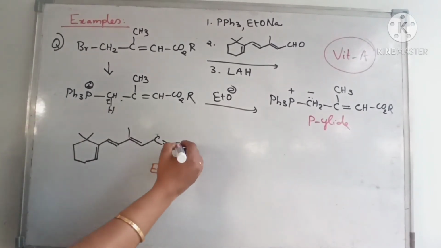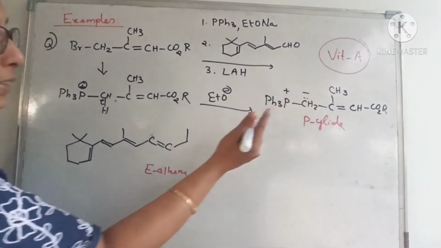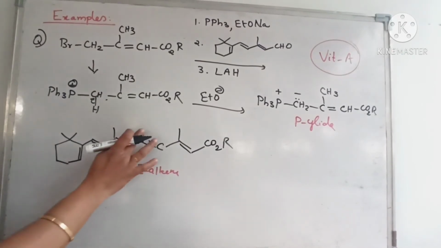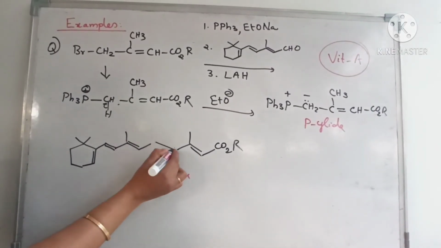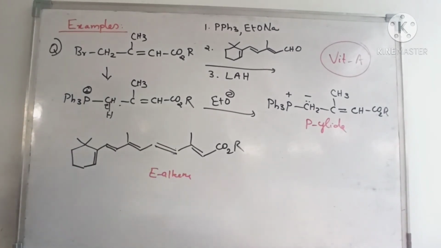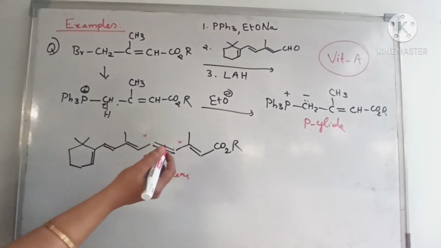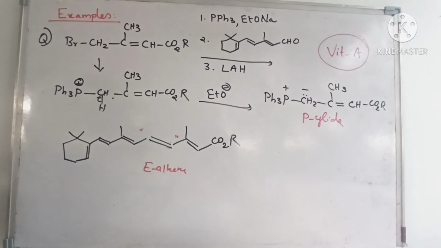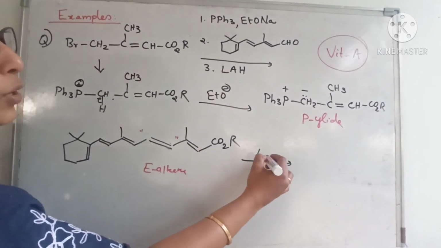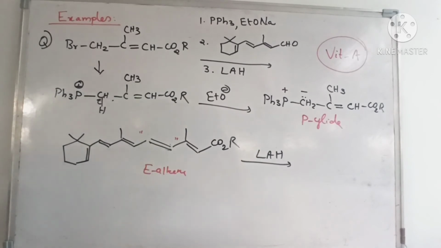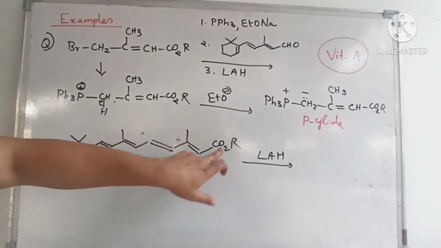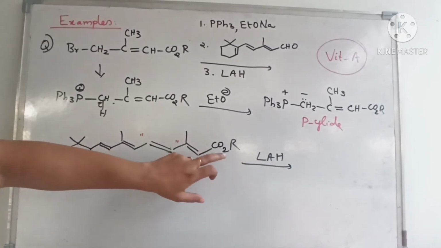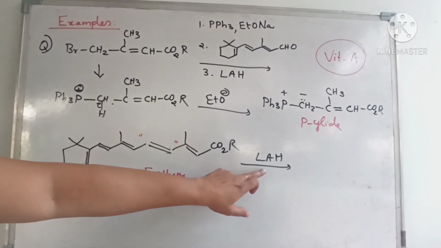Now the remaining portion, here CH3, this CH3, again double bond CH, CO2R. So this is how it is generated. You can simply write it like this. This is the portion where the coupling between aldehyde and halide happened. So this is the E-alkene which is formed after this reaction. Now the third step was LAH reduction. The only carbonyl compound which will undergo this is the ester, so the ester will be reduced to the corresponding alcohol by LAH.